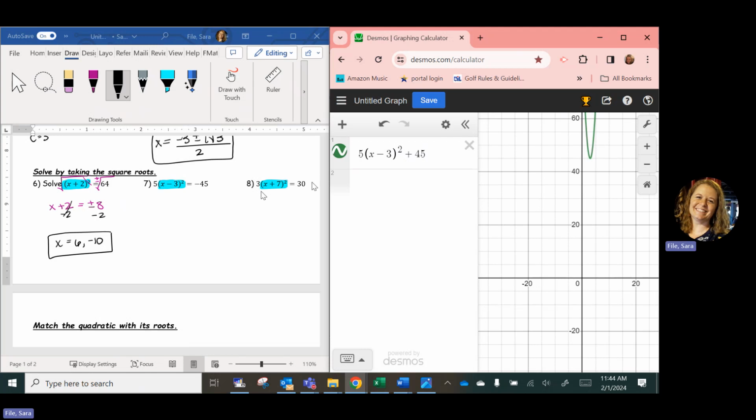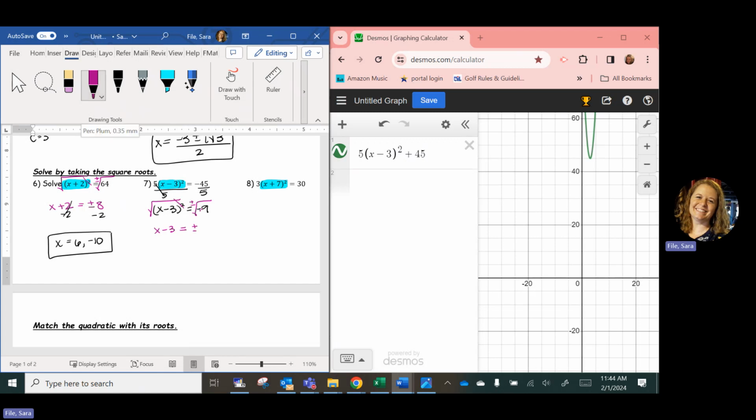So what is being squared is not isolated yet, so I'm going to get rid of that times 5 by dividing by 5. So I have x minus 3 squared, and then that is going to be negative 9. And now I'm ready to take the square root of both sides. And don't forget the plus or minus. So I get x minus 3 equals positive or negative.